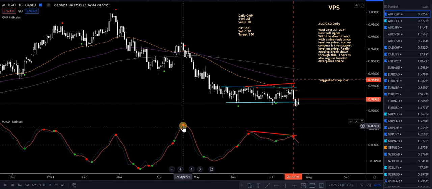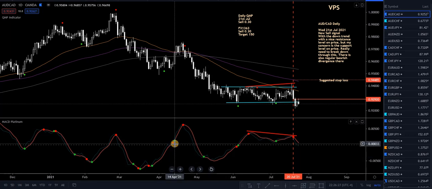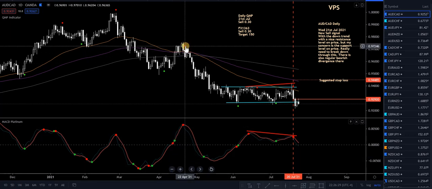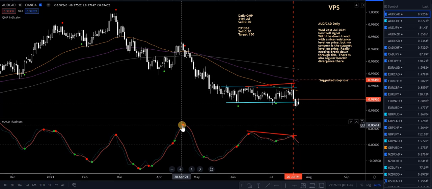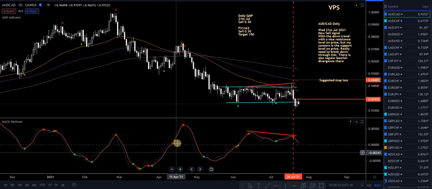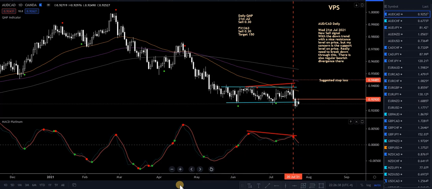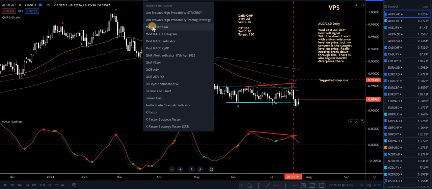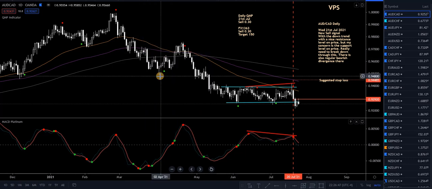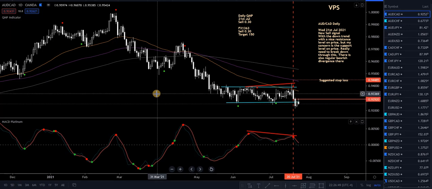It coincides with the MACD Platinum, and there's another indicator called the QQE Advanced. I don't need to see it on the chart, but this QMP filter is a combination of the MACD Platinum cross, or the dot, and the QQE Advanced cross. I can bring it up, I'll show you. Might as well show you because I haven't done it for a while. So QQE Advanced, let's look for it. Hopefully it'll come up on the chart.